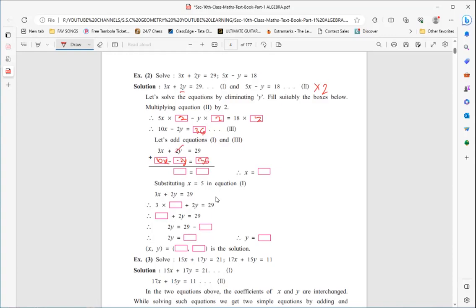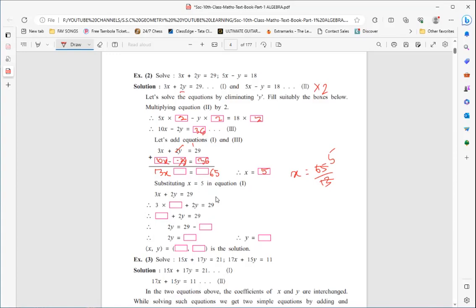So this 2y and 2y get cancelled, and 10 plus 3 becomes 13x, equal to 65. So 13x is equal to 65. So what will be x? x will be 65 upon 13, which is nothing but 5. So the answer of x will be 5 here.